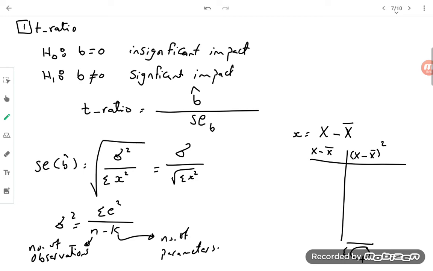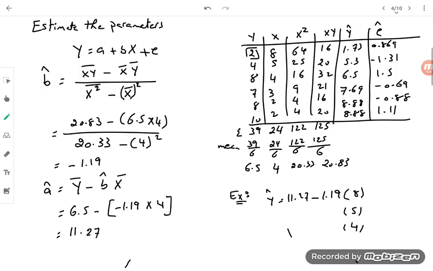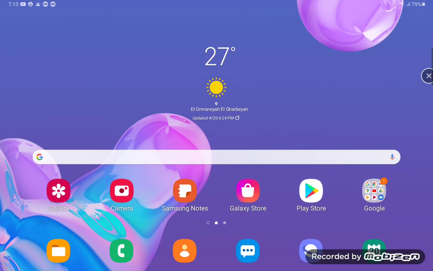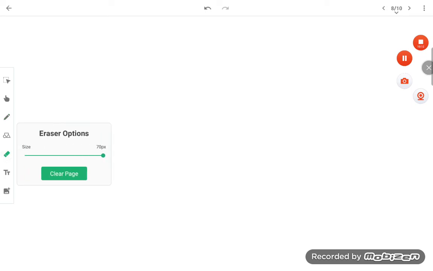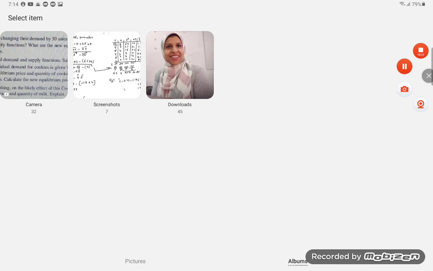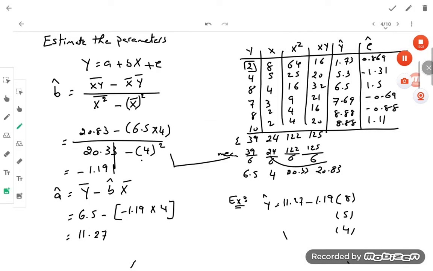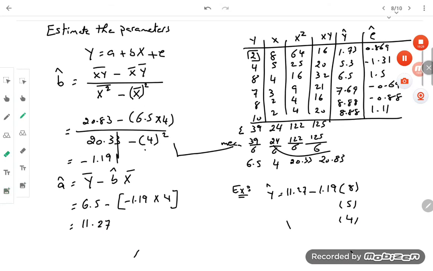Okay, let's take the same example. Here we have to add x minus x bar and x minus x bar squared.